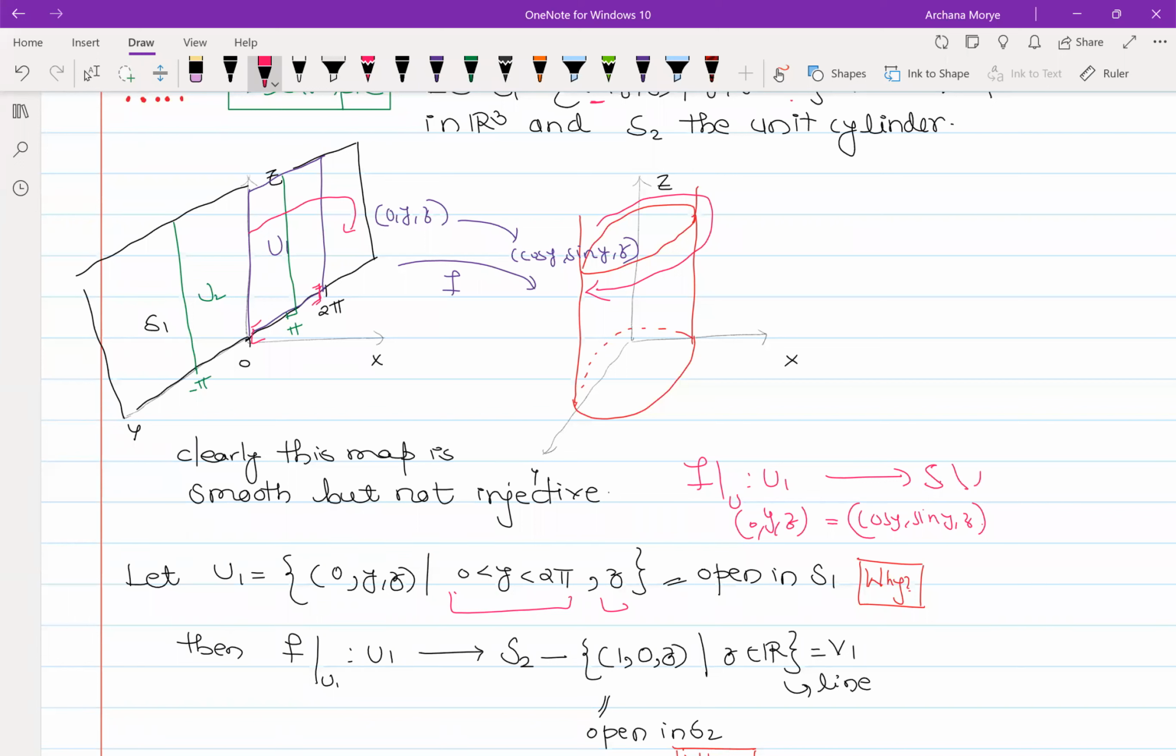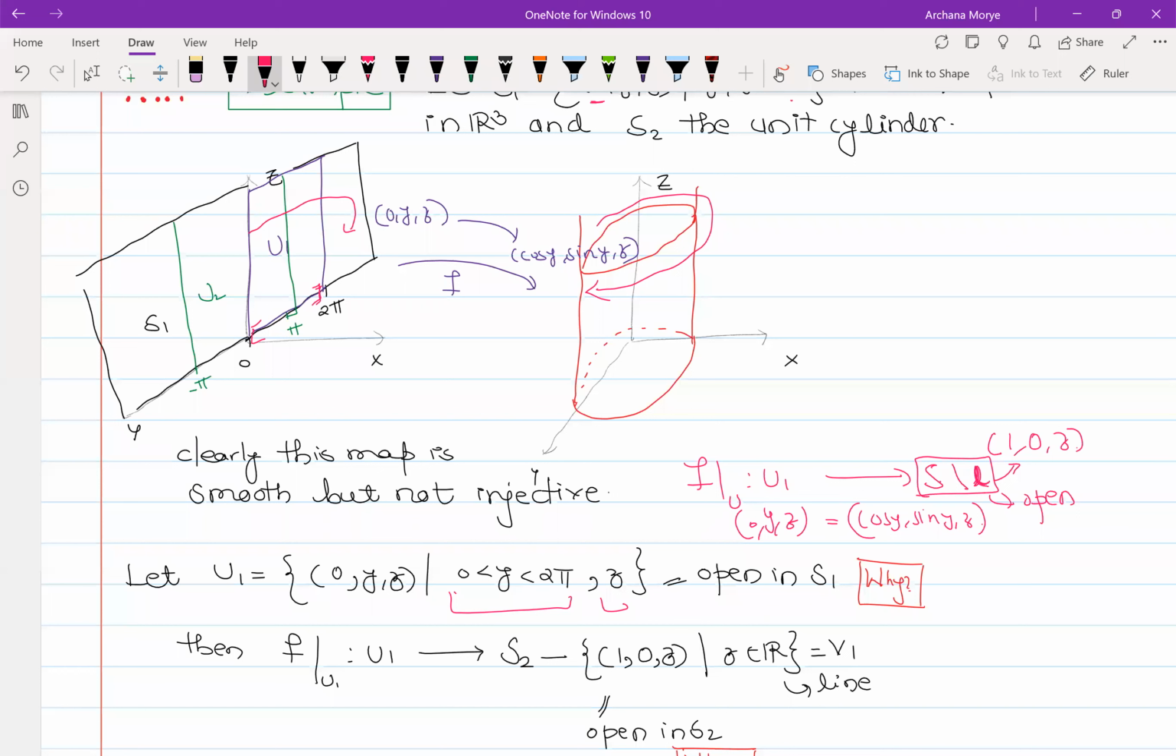Yeah, that line will actually be missing when the x coordinate is 0. No, sorry, the line (1, 0, z). This entire line will be missing, but that line is a closed line. See, this L is a closed subset, so S minus L will be open, right?